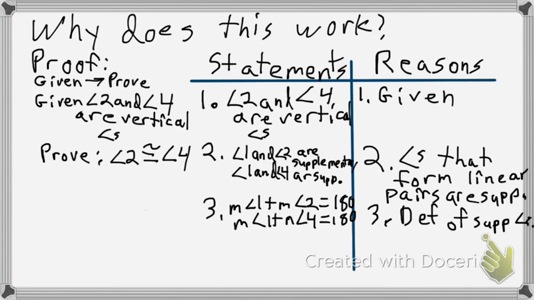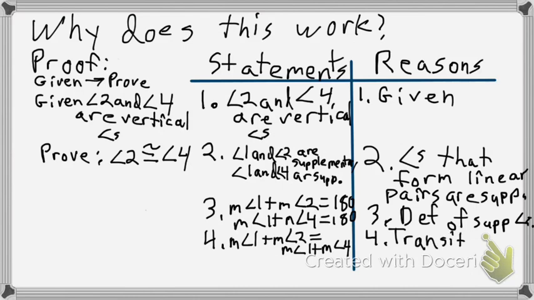So, now, here's another common thing you're going to see a lot of in proofs. If you look at these proofs, or if you look at this example, you see how you have two things which add up to 180 degrees. Well, if they both add up to 180 degrees, that means they have to be equal to each other. And when we do that, that is called the transitive property of equality. If two things are equal to the same third thing, then they're equal to each other.